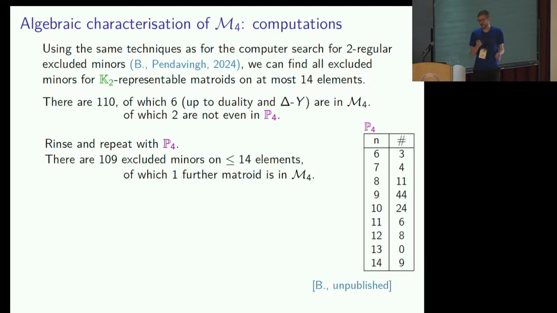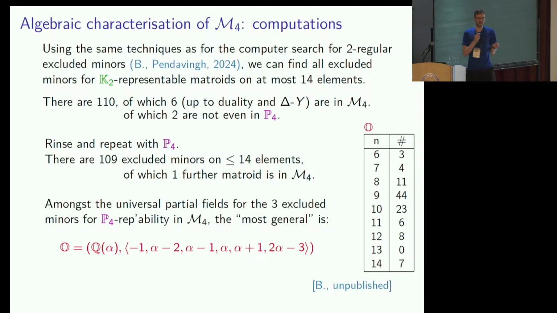So then we can repeat this with P4, find the excluded minors for the class of P4 representable matroids. We find a further matroid that is in M4. So we now have these 3 matroids that are excluded minors for P4, but are in my class of matroids representable over all fields of size at least 4.